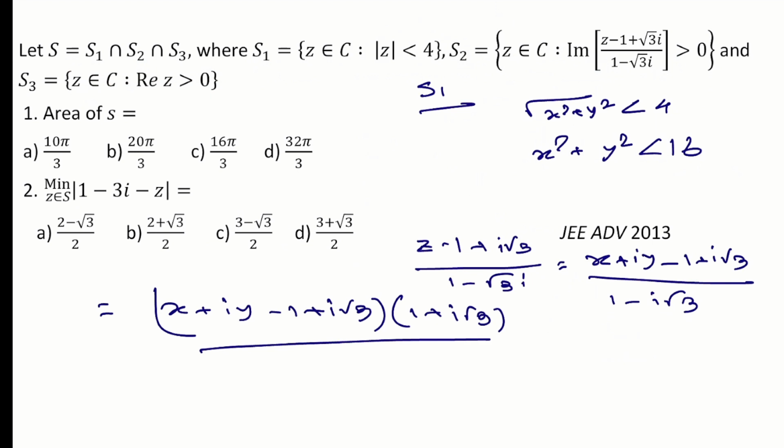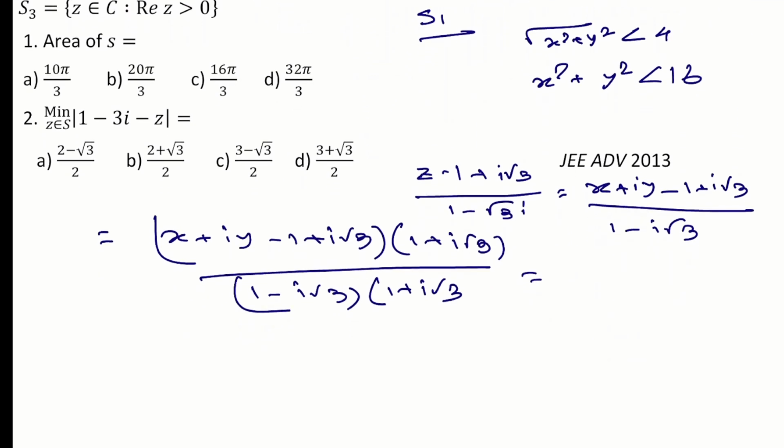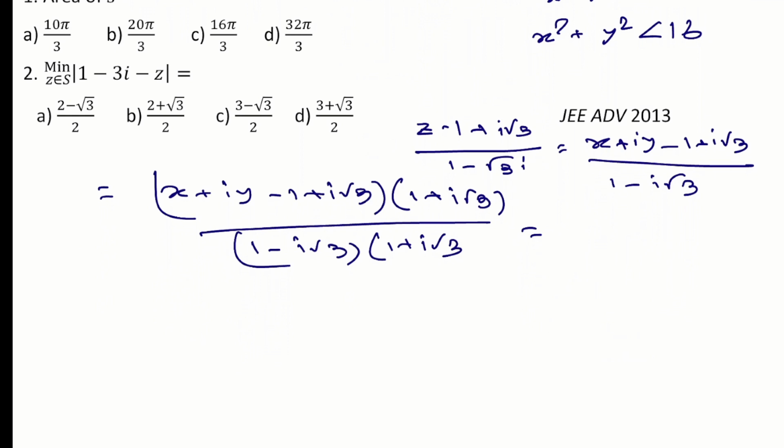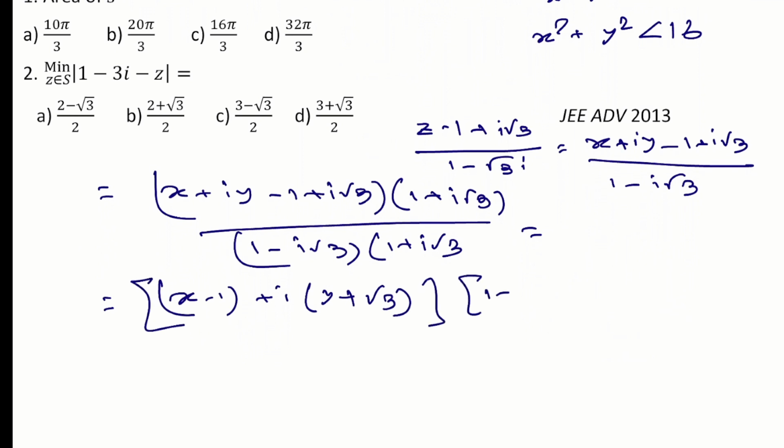Let us rationalize the denominator. So (1 minus i root 3) into (1 plus i root 3). We need to get the imaginary part only, so we don't need so much calculation. If we just calculate here, we are writing just (x minus 1 plus i y) into (1 minus i root 3), total divided by a square plus b square, so 1 plus 3. The denominator is not so important because we need the imaginary part.